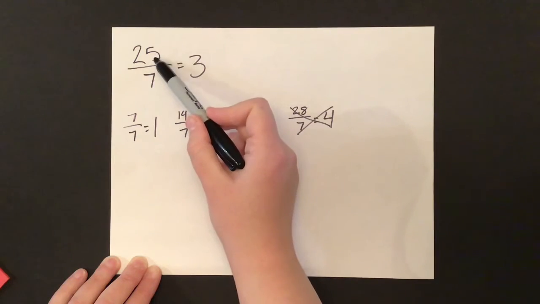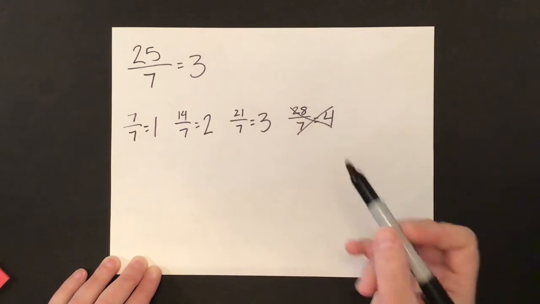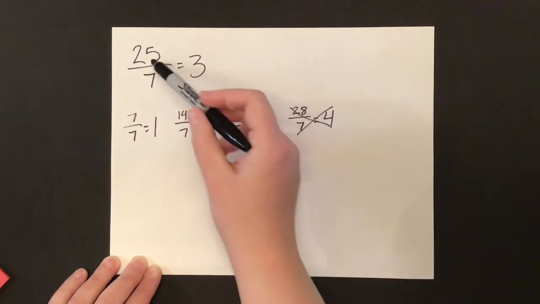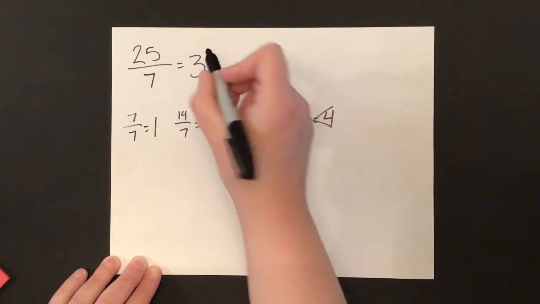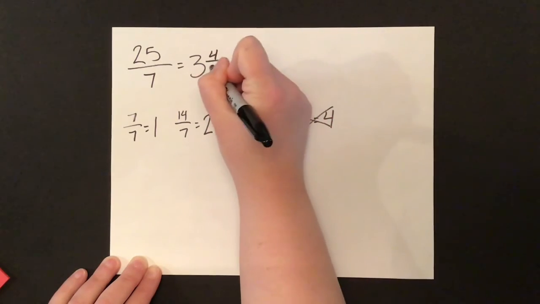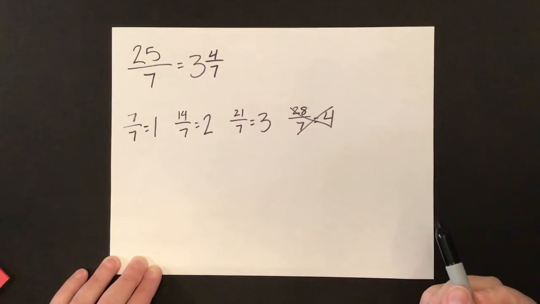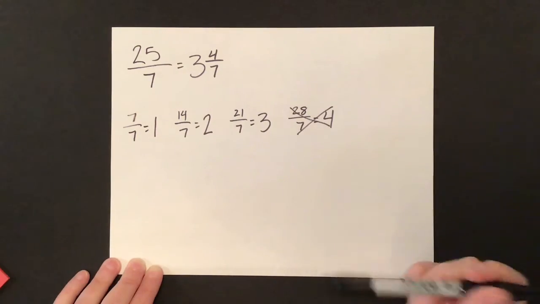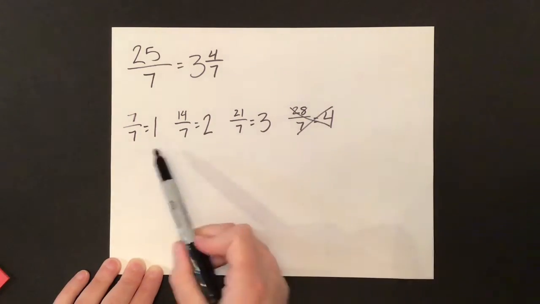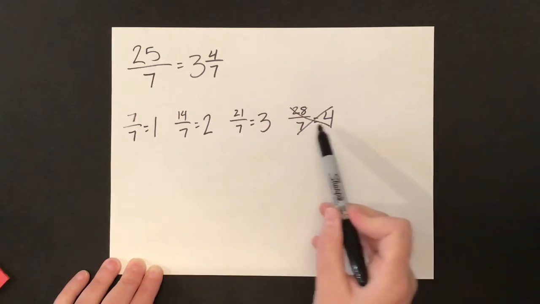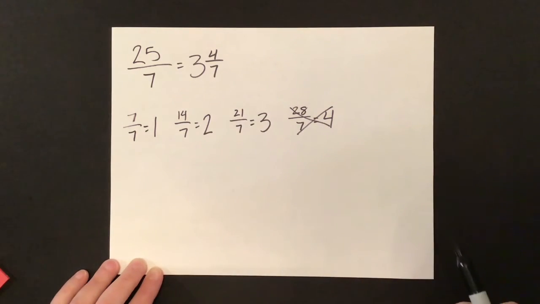I know the difference between 25 and 21 is 4. So 25 subtract 21 is 4. So we get 3 4/7. All of this that I've written down, you can think through this in your mind. You don't have to write this down. I'm just writing it down so you can see what my brain is thinking.